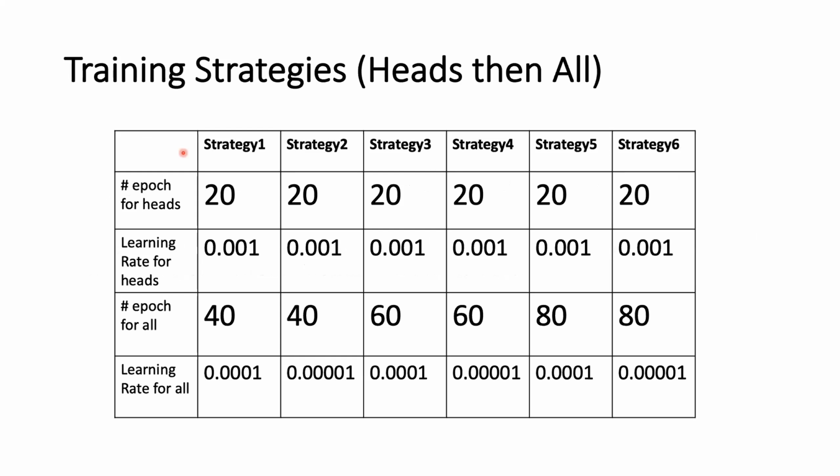So in the first training strategy, we adopted this 2-step training. Here, we have 6 sub-strategies. We always train the head first for 20 epochs under the default learning rate, and then we switch to train all layers. Here you can see that we train all the layers for a different number of epochs, and we also switch around the learning rate to see how well the model can converge.